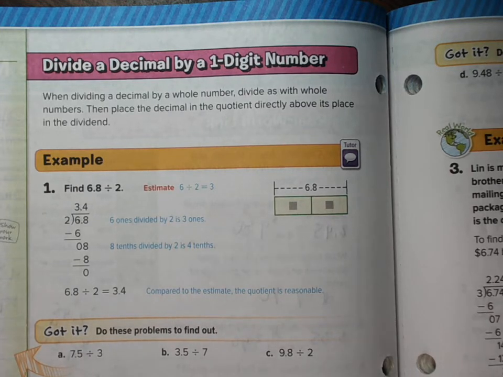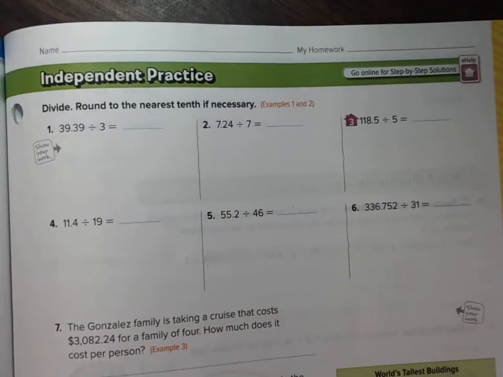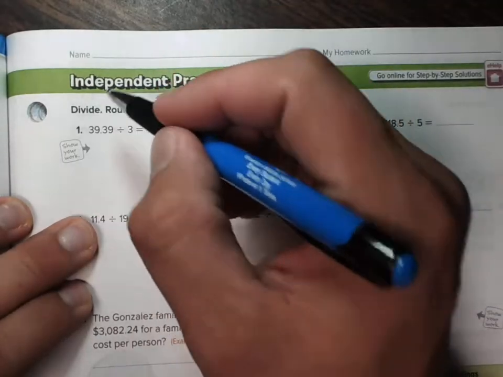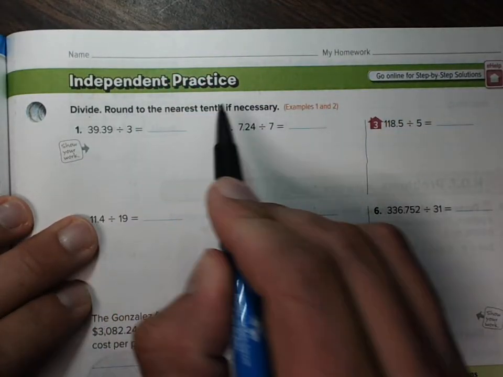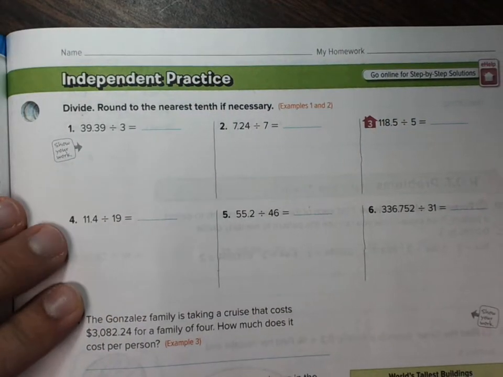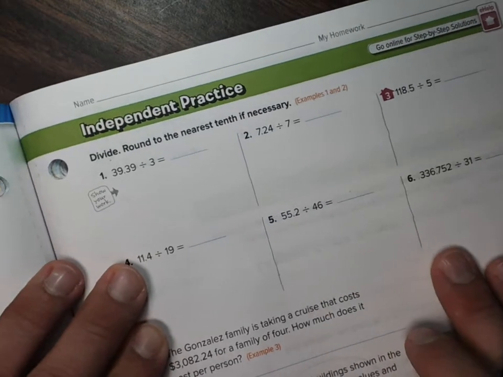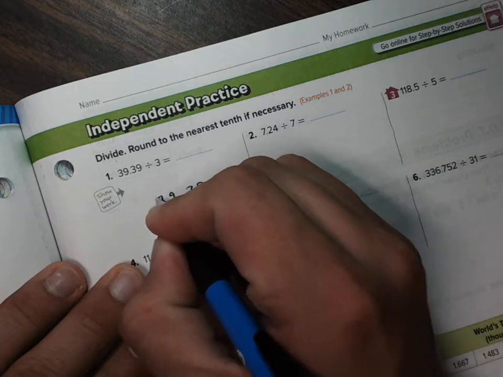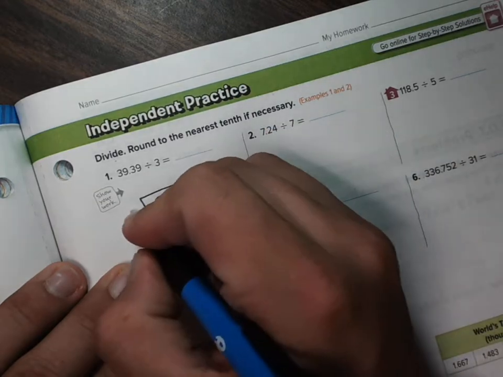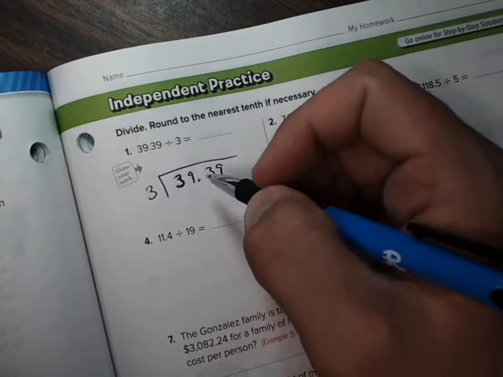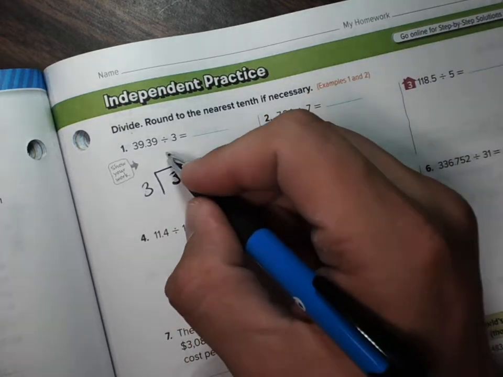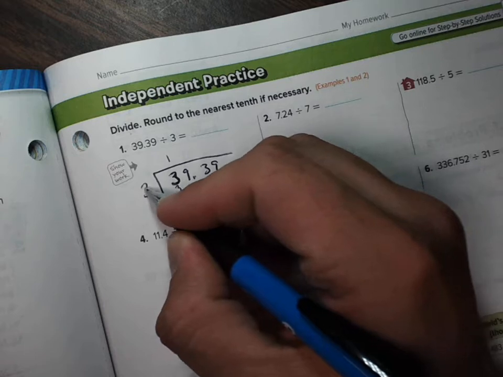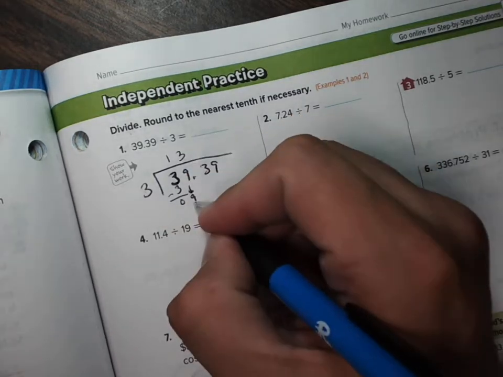So let's jump over to page 235, and I'm going to do number 1 with you. Okay, read the directions. It says divide, round to the nearest tenth if necessary. So we're rounding now if we need to. So 39 goes on the inside, divided by 3. So then we just work this problem out. 3 goes into 3 1 time. Subtract to get 0, bring down the 9. 3 goes in 9 3 times.